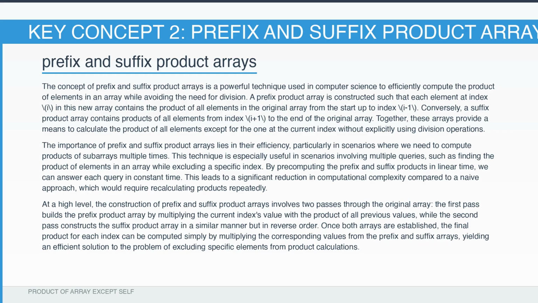For instance, if our array is 2, 3, 4, the prefix product for index 1 would be just 2 because it's the only number before it. Now, the suffix product array does the opposite. It holds the product of all elements after the current index. So for index 1, it would multiply 4, the number after 3. Once we have both arrays, we can find our desired product for each index by simply multiplying the corresponding values from the prefix and suffix arrays.